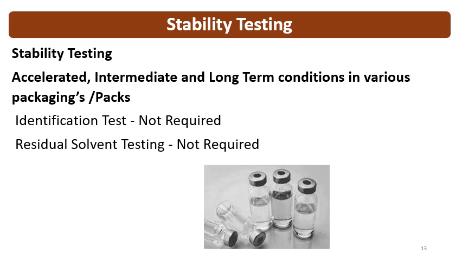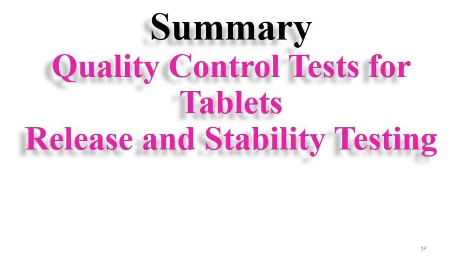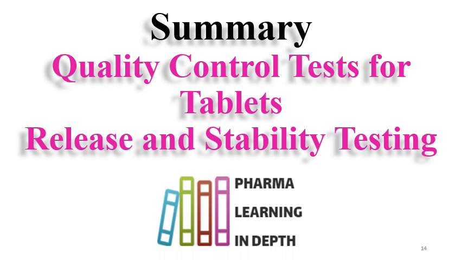Then residual solvent testing. Once you finish the process and test the residual solvents, generally by GC, there is very little chance for variation in the residual solvent content. And in stability, the residual solvent may not increase. That's why in stability testing these two tests are not done. So this is regarding the quality control testing of tablet formulation.